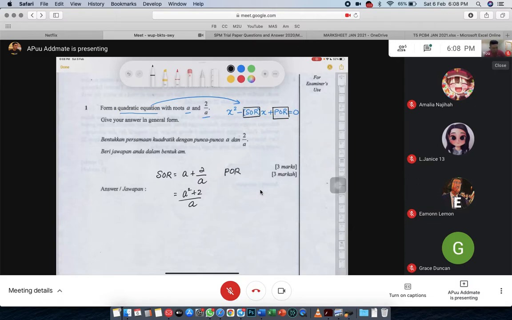Then let us look at product of roots pula. Your product of roots is your hasil darab, hasil darab punca. So it means that you have a multiplied by 2 over a. We should get a and a can be crossed off. So you can dapat 2. So that is your sum of roots and product of roots.